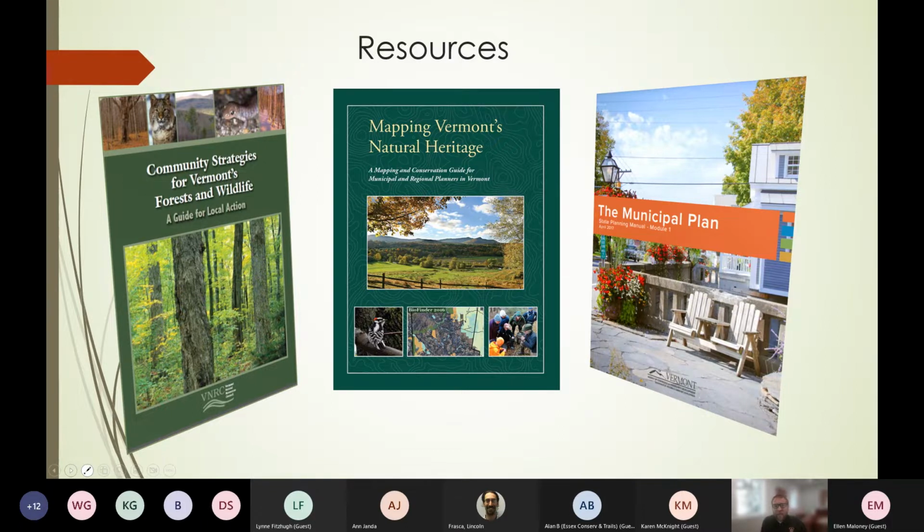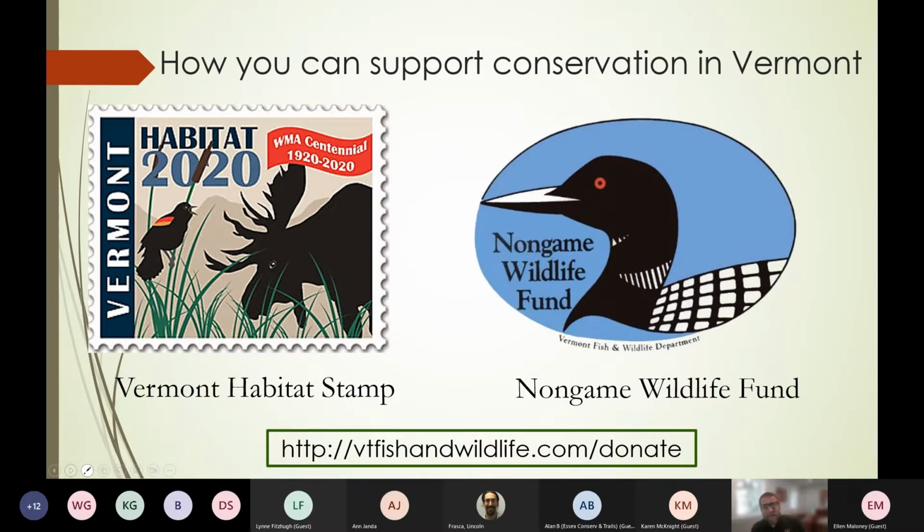And then here, as I'm wrapping up, I just wanted you to know that conservation in Vermont is overwhelmingly paid for by hunters and anglers through license fees and an excise tax on guns and ammo and rods and reels. But anyone can support conservation in Vermont through purchase of the habitat stamp. And no, that's not a US postal stamp. It's actually more like a sticker that you can put on a window or a bumper to show that you support wildlife in Vermont. And it directly supports conservation of wildlife habitat. And then at right, you can also donate to the Non-Game Wildlife Fund on your tax return.